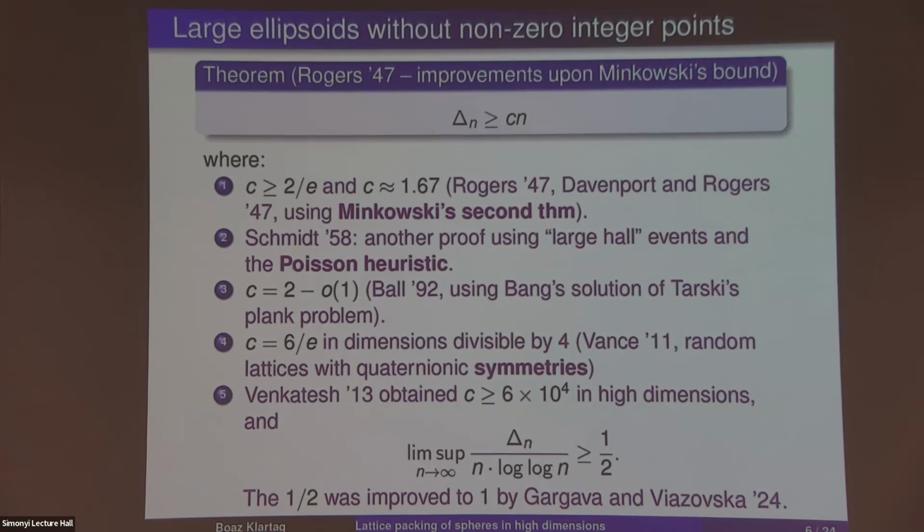Then Keith Ball in '92 proved that C is roughly 2. And for that, he used another type of averaging. He used the Bang solution of Tarski's plank problem. Let me tell you, a plank is the region in space between two hyperplanes. That's a plank. And the Tarski problem was to show that if you cover a convex body by finitely many planks, the sum of widths of these planks is at least the minimal width of the convex body. So this is true, and it was used in Ball's proof.